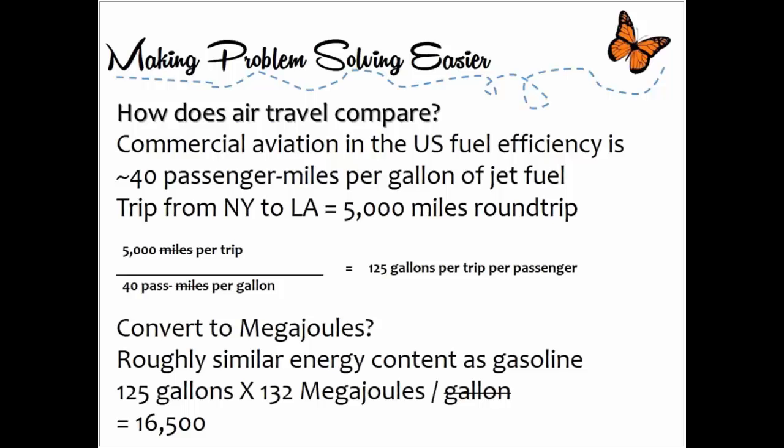So that is, we just talked about a car that was 25 miles per gallon if one person is in the car. And here, for each person in an airplane, it's about 40 passenger miles per gallon of jet fuel. So a person going from New York to Los Angeles, it's about 5,000 miles round trip. And at 40 passenger miles per gallon, that means that one trip uses 125 gallons per person. That one round trip uses 125 gallons. And so if we convert that to megajoules, aviation fuel is approximately the energy content of gasoline. It's not exact, but we can use the same number, 132 megajoules per gallon. And what we can do is we can say that there's 16,500 megajoules being used to do that round trip.